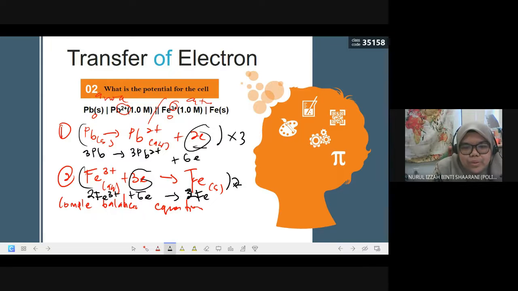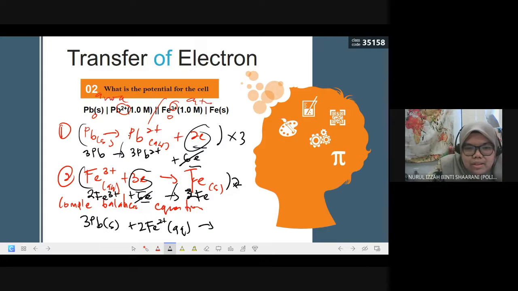And then when you want to combine it into a complete balance equation, this one can be cancelled out already, because 6 electron that is released and another 6 electron will be gained. So dah release, dah gain, dah habis lah kat situ. Then you just write down back the complete balance equation. Yang sebelum arrow ni, 3 Pb solid plus 2 Fe3+ aqueous, and after the arrow 3 Pb2+ aqueous plus 2 Fe solid. So ini dah complete balance chemical equation lah.